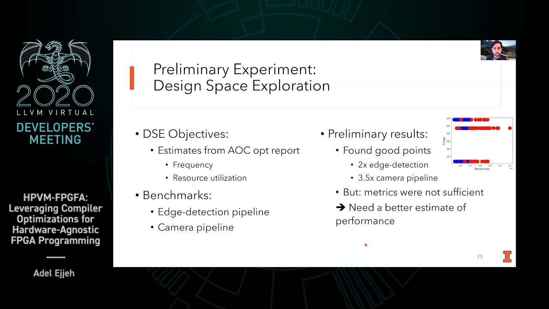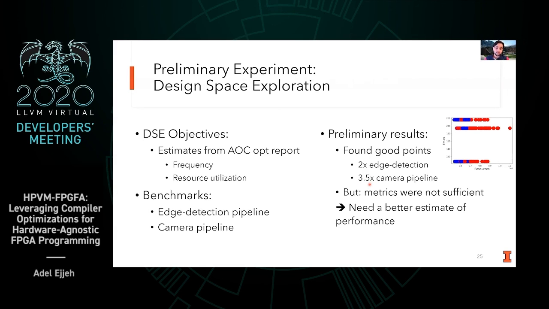For the objective of DSE, we used estimates of the frequency and FPGA resource utilization that are provided by the AOC optimization report. To evaluate this new integration, we used an edge detection pipeline from the original HPVM paper. This is a benchmark that was written for NVIDIA GPUs and has never been optimized for the FPGA. We also used the camera pipeline to see if we can find the same design point that we manually generated in the previous study. Our preliminary results showed that integrating design space exploration is promising. We were able to find a few good design points, giving approximately 2x speed up for edge detection and approximately 3.5x for the camera pipeline.